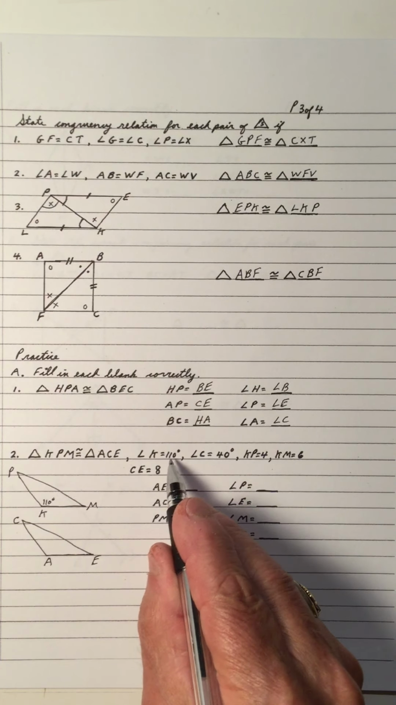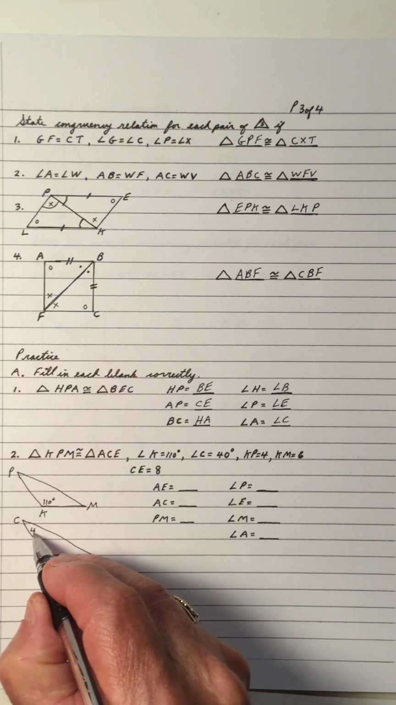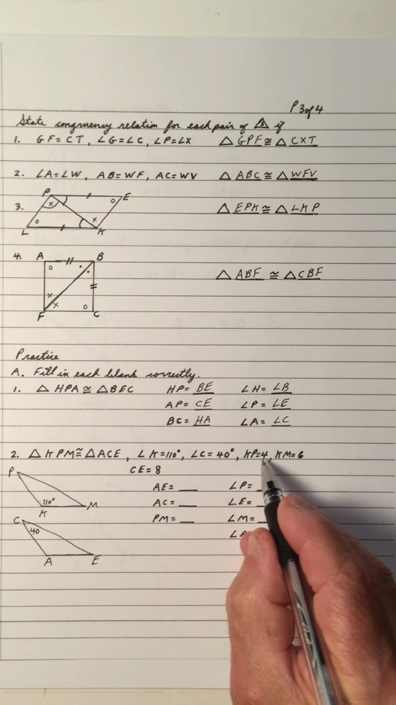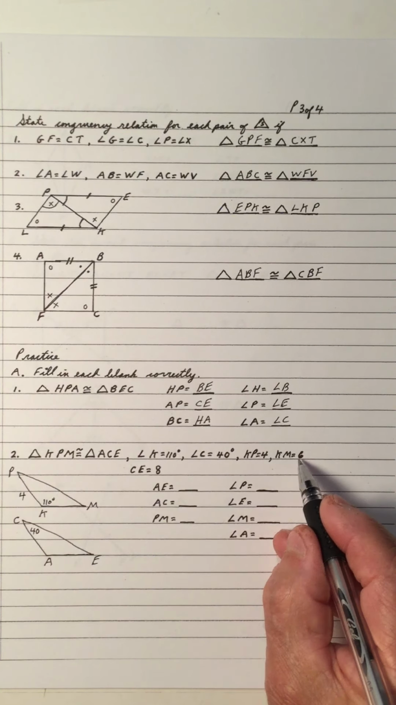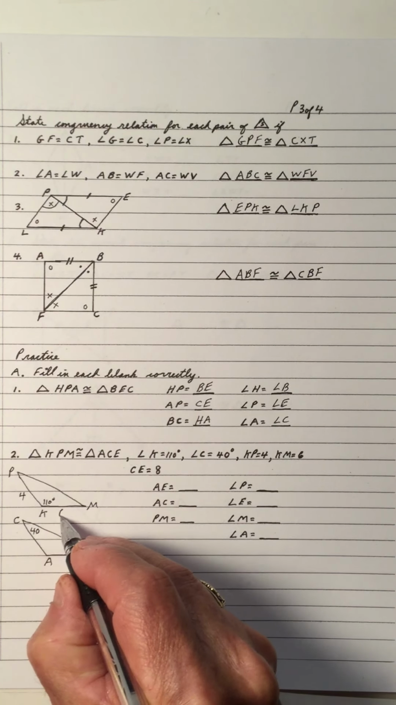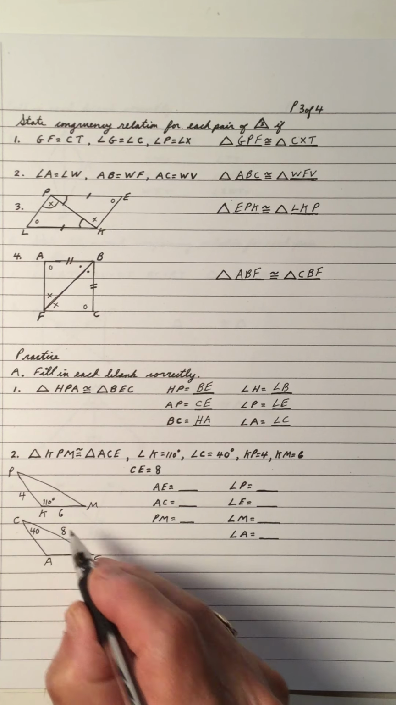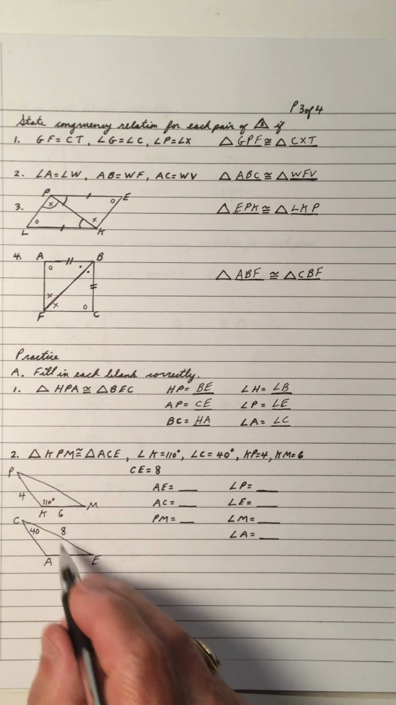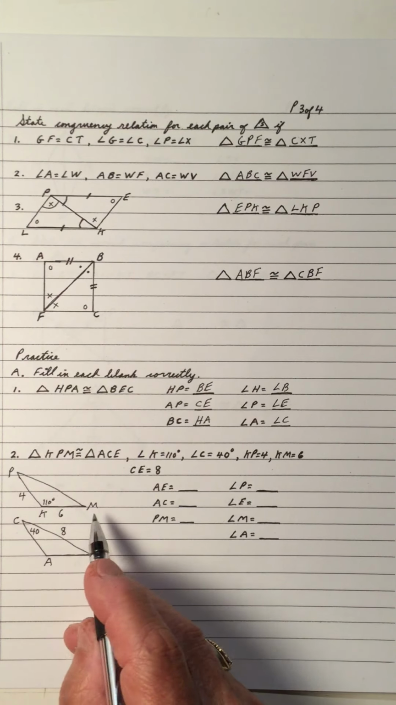So angle K is 110, angle C is 40, KP is 4, KM is 6, and CE is 8. So they're congruent to each other. The angles are all matched up correctly.